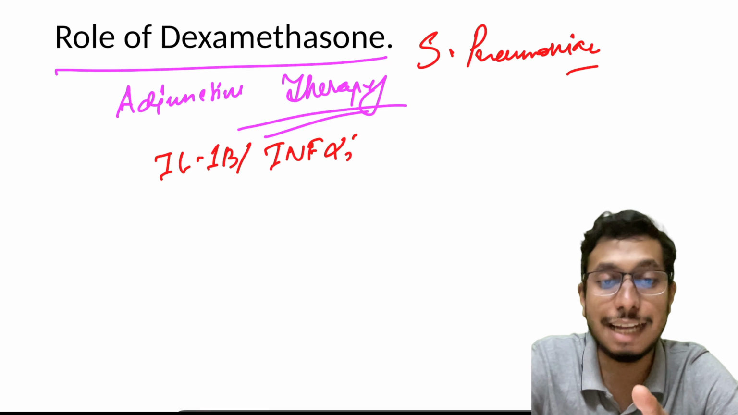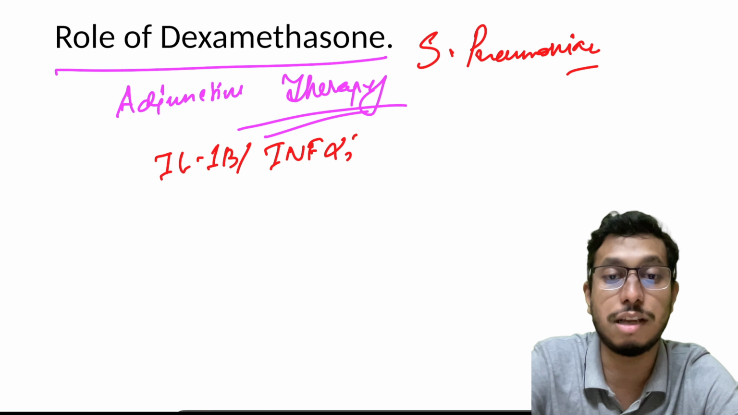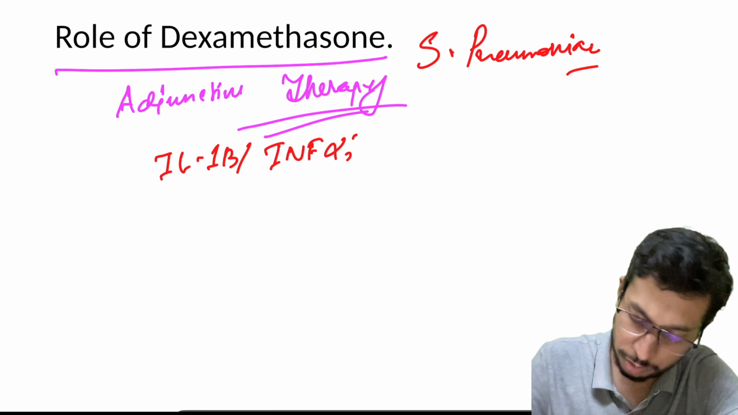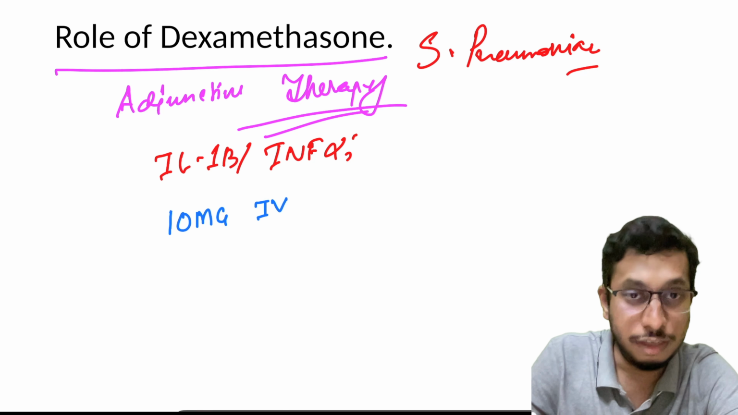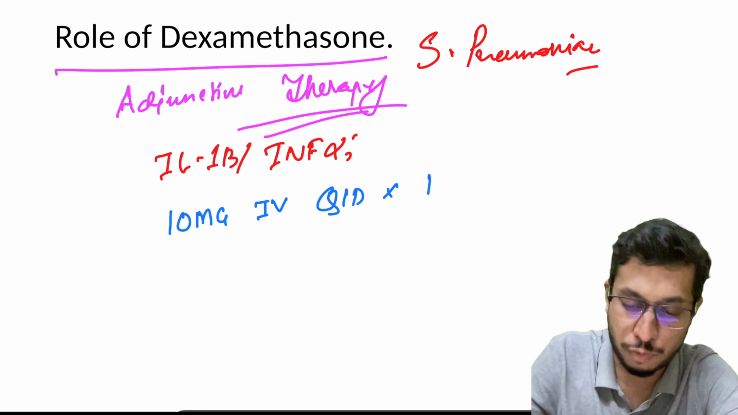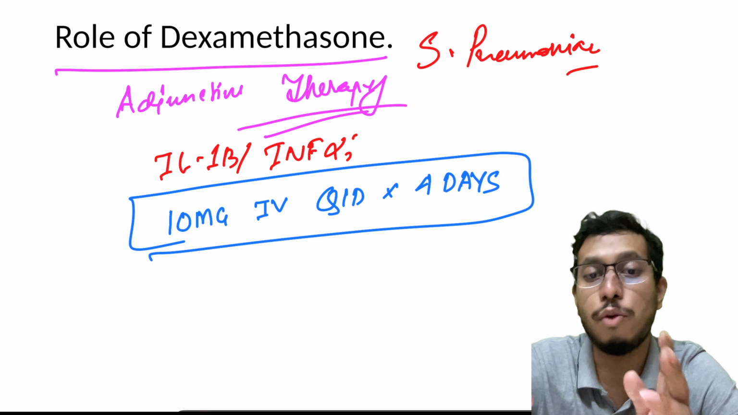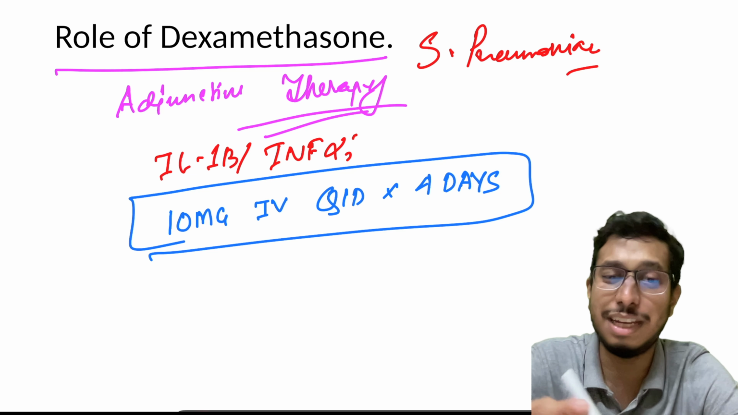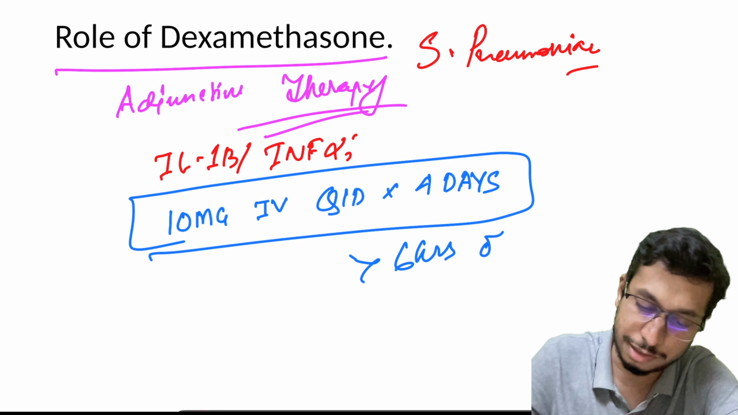So in adult trials, it has been found that there is reduced unfavorable outcome and mortality with the use of dexamethasone. The usual dose used is 10 milligram IV QID for 4 days. Okay, it should be given 20 minutes before or with the first antibiotic dose itself. There is limited benefit if started more than 6 hours after the antibiotic course.